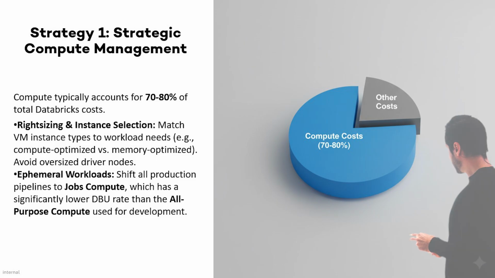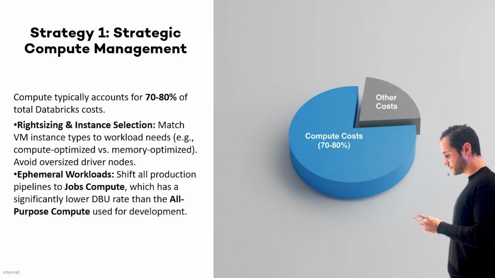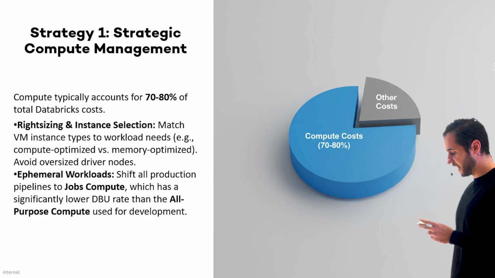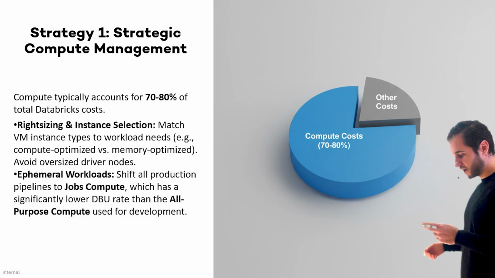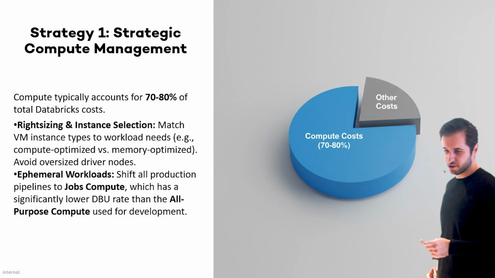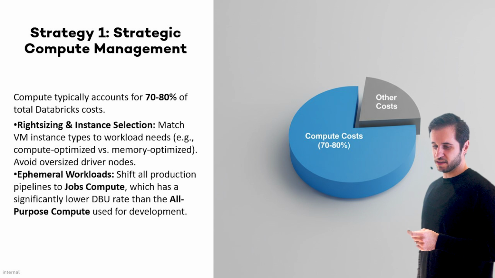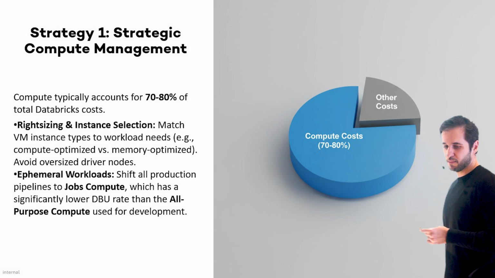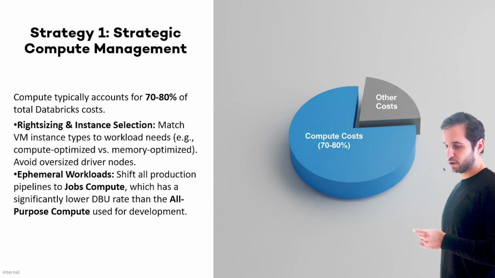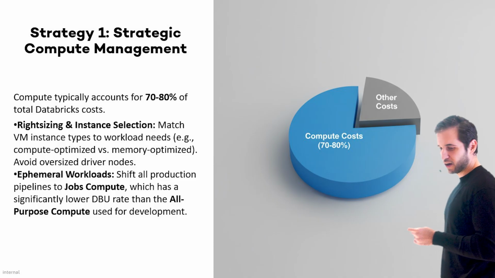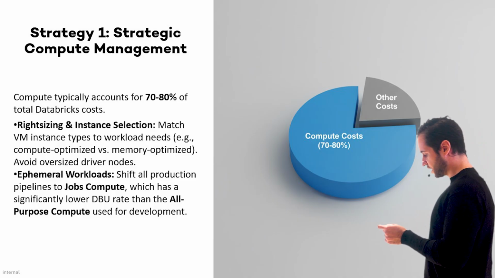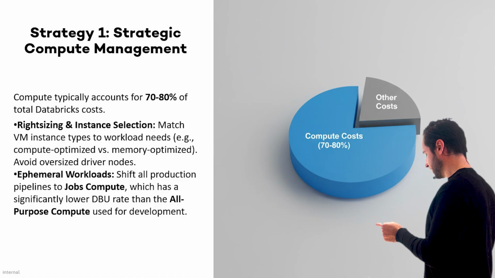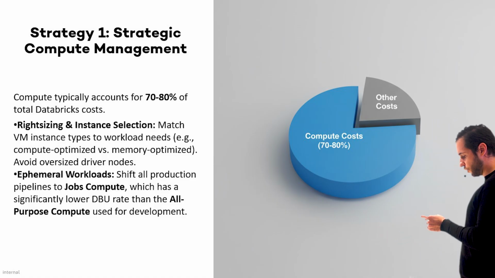Let's start with the biggest factor, which is compute. It usually makes up 70-80% of the budget. Here is the strategy. Rightsizing, not just the default settings. You must match your VM types to what the workload needs. Workload types: move your production jobs to job compute. It must be cheaper than the all-purpose compute used in development.